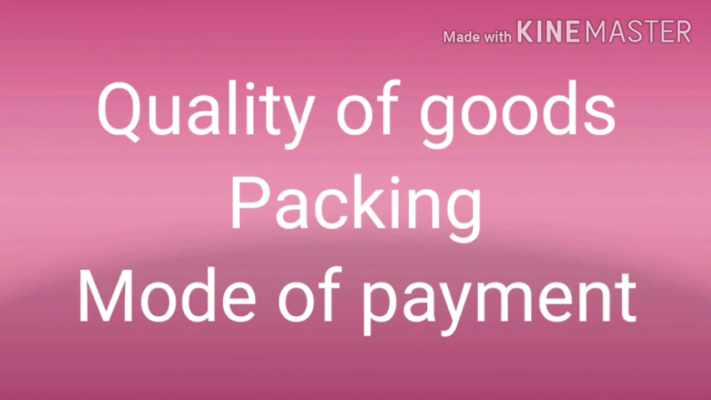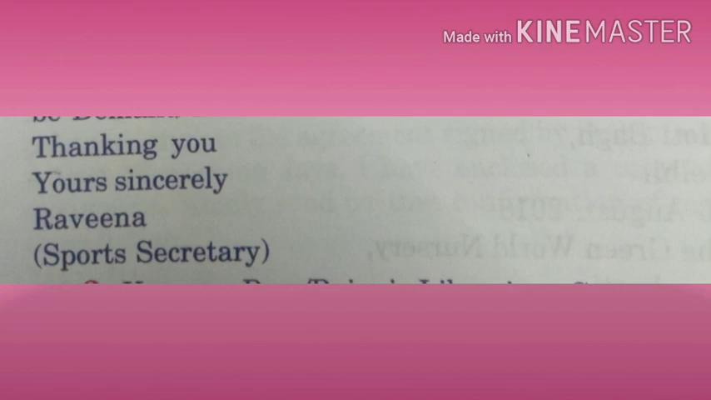The last line of the concluding paragraph is usually followed by the subscription. You can write again, thanking you, then subscription, then the sender's name. So remember to give the details of your order in a table in the second paragraph itself. So this is how you have to write your placing order letter.